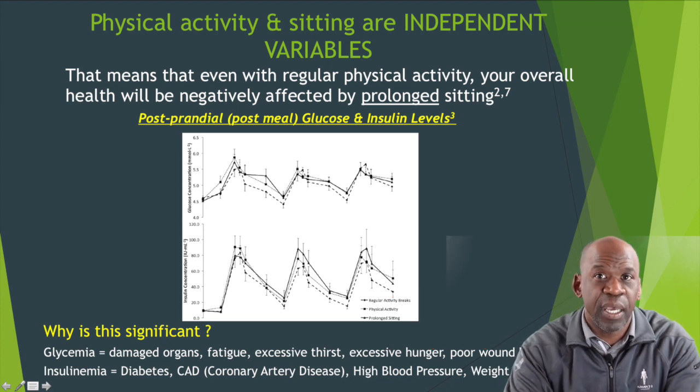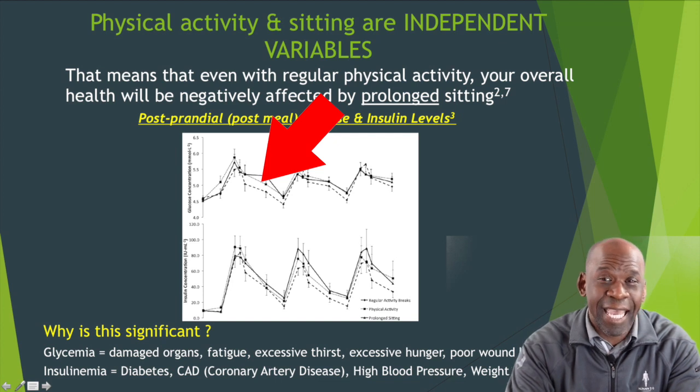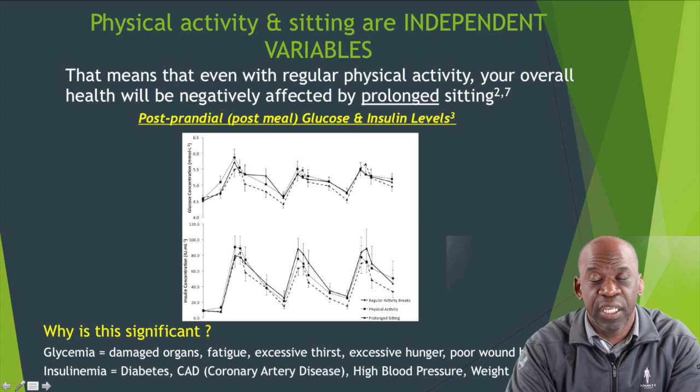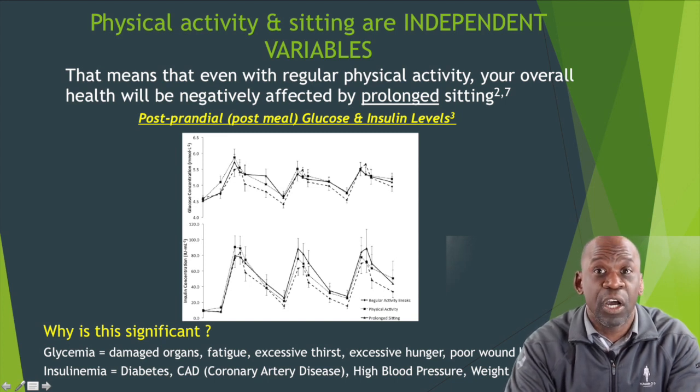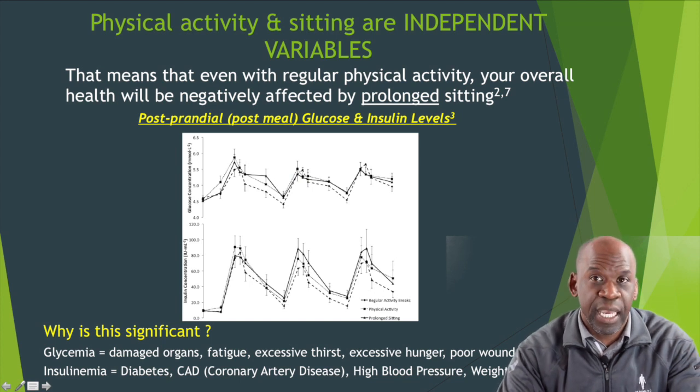And on each graph, you have both a solid line, a dotted line, and a hashed line. The solid line represents people who sit for prolonged periods of time and who are not active throughout the day. The hashed line represents people who are intermittently active throughout the day.